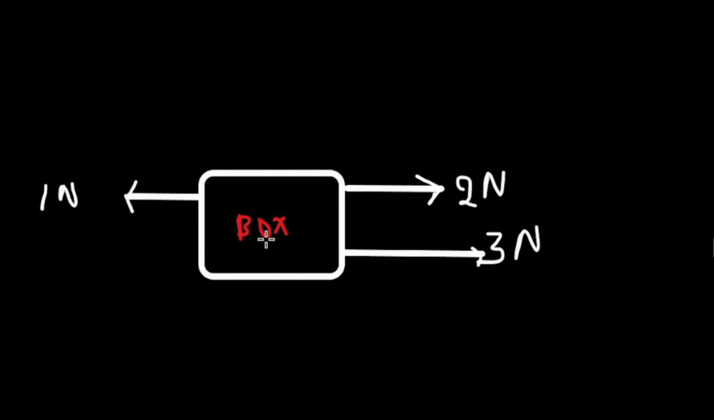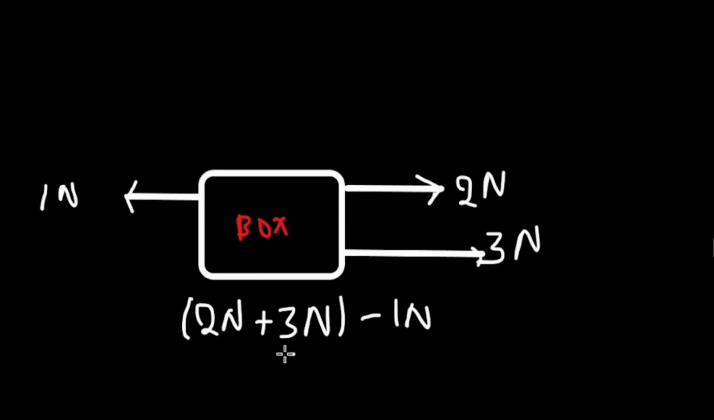So if we wanted to find the resultant force, this is simply going to be 2 Newtons plus 3 Newtons minus the 1 Newton, which is in the opposite direction. So this is going to be 5 Newtons minus 1 Newton. So then the resultant force is going to be 4 Newtons. And then it's going to be 4 Newtons in this direction, in this direction right here. This is where the 4 Newtons is going to act.